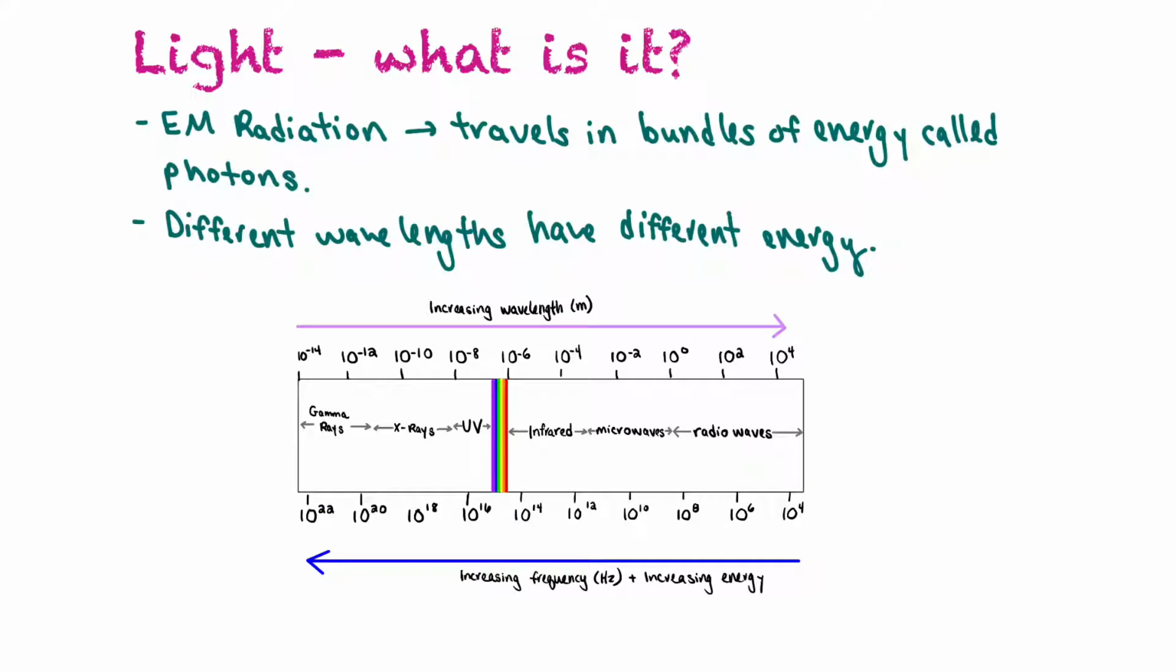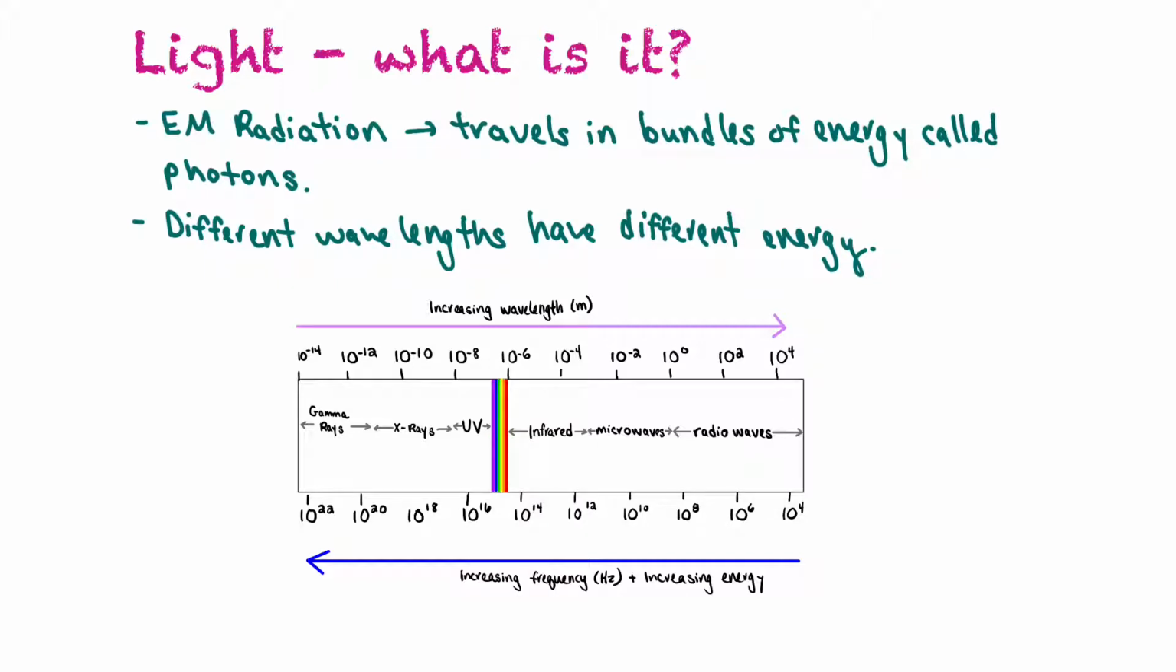We need to take a little bit of time to explore what light is. Light is electromagnetic radiation, or EM radiation, and it travels in bundles of energy called photons. Now, we can't see all of the electromagnetic spectrum. Most of it we actually can't see. We can only see a very narrow band found in this region right here. That's known as the visible spectrum.